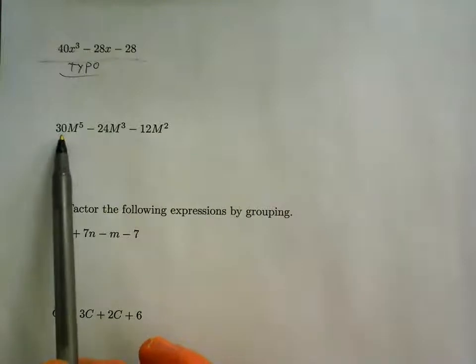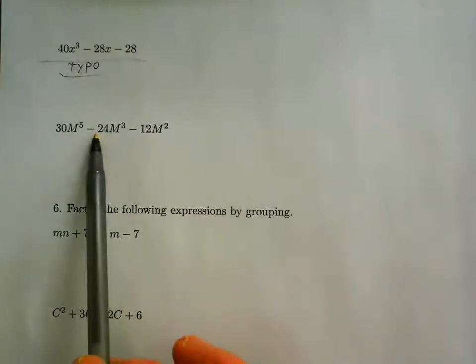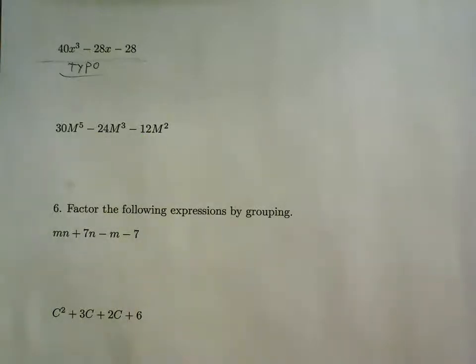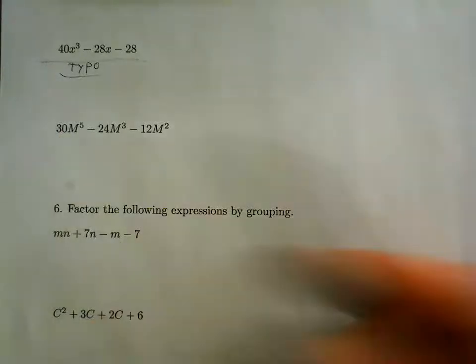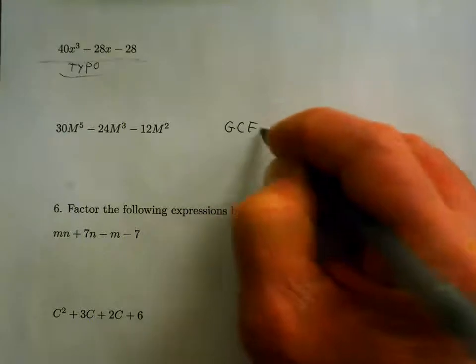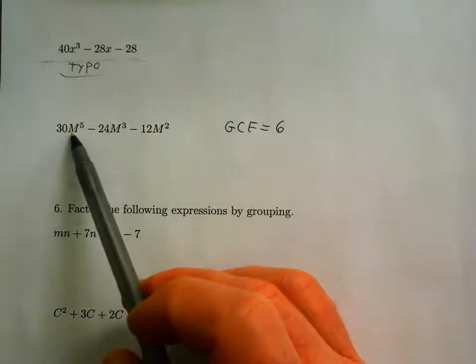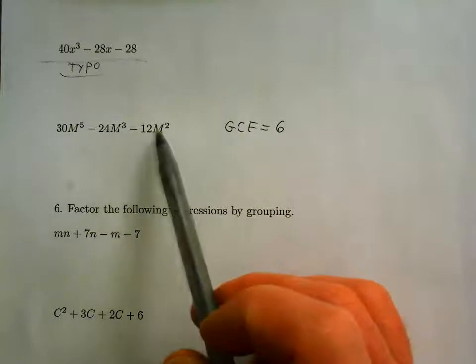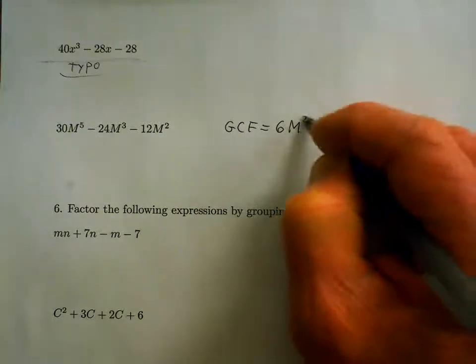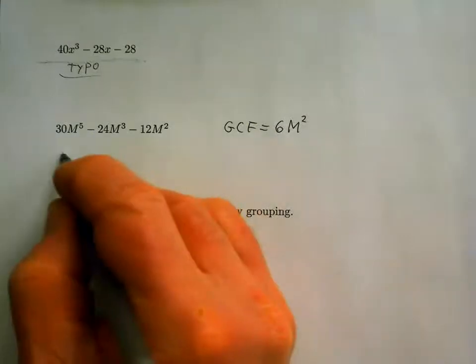So when we compare the numerical coefficients, 30, negative 24, and negative 12. So what's the greatest common factor of 30, 24, and 12? So it looks like 6. 6 is the greatest common factor of 30, 24, and 12. And then the greatest common factor of m to the fifth, m to the third, and m to the second is m to the second. So we'll factor 6m to the second out.